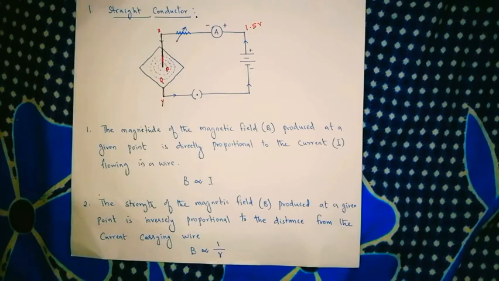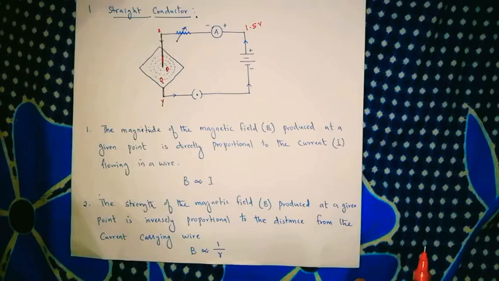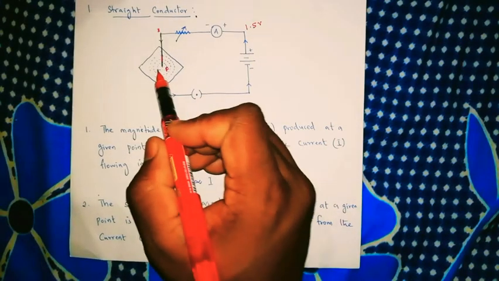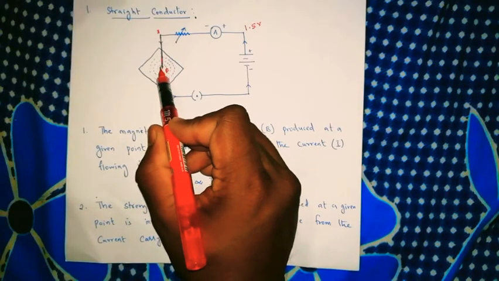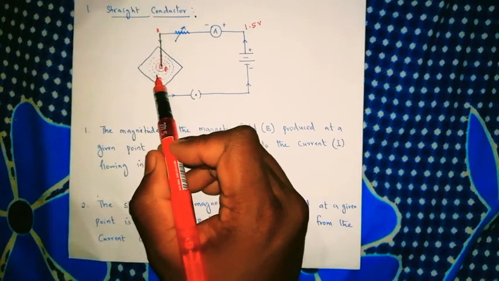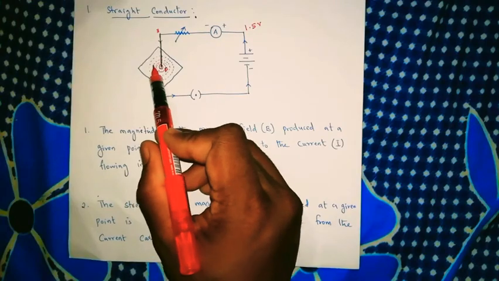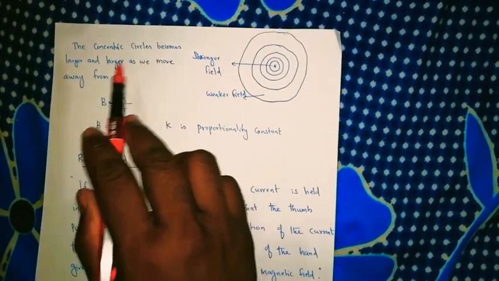So it can be noted that the concentric circles representing the magnetic field around a current carrying straight wire become larger and larger as we move away from it. Very close to the wire, where there is lots of current, you can find the concentric circles very close together. But as we move away, you can see there are lots of gaps formed here. I have drawn it here, so you can understand it very clearly. The concentric circles become larger and larger.